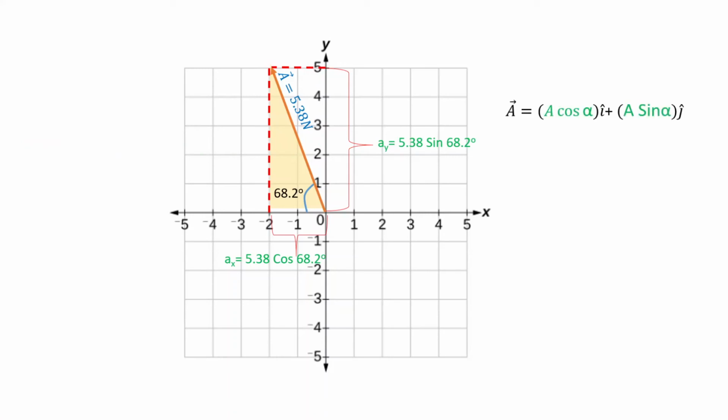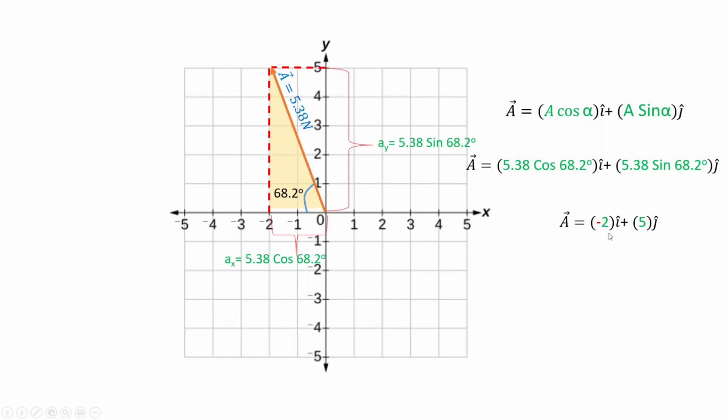And then you can write the components of the vector, and that would be 5.38 cosine 68.2 i hat. It's very important to write these unit vectors, plus 5.38 sine 68.2 degrees j hat. That gives you A equals negative 2 i hat plus 5 j hat. It is very important that you put this negative here. Actually, I had to put this here as well, I forgot, but you can put it at the end.